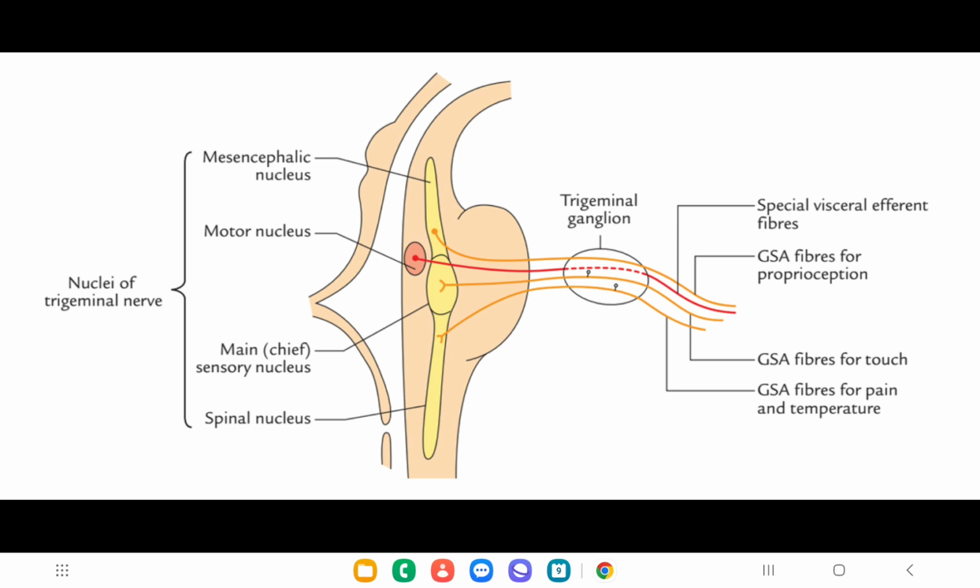Hope you understood the trigeminal nerve pathway and its importance and how the nerve is tested, as well as what the sensory pathway is.